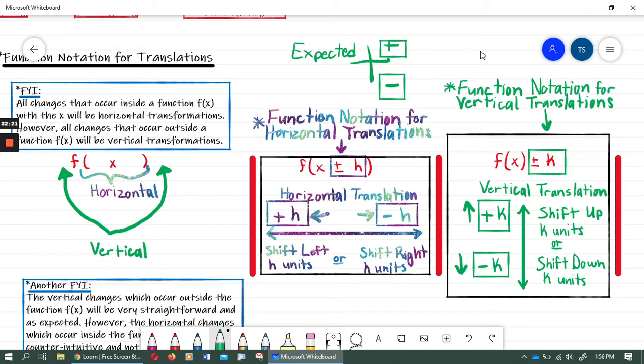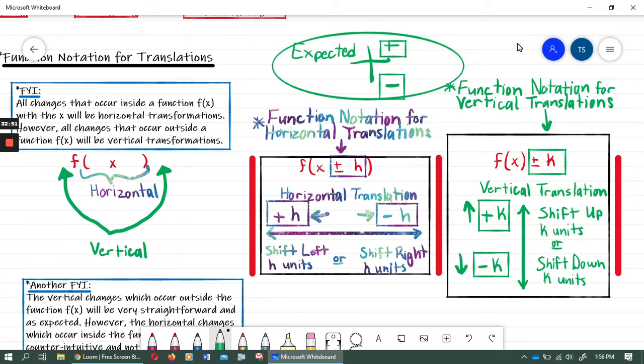So again, guys, for your vertical changes, that's how it works. When you are adding some number on the outside, then it's going to be a shift up by that many units. And when you are subtracting some number on the outside of the function, then that is going to be a shift down by that many units. Okay, and it's going to shift.